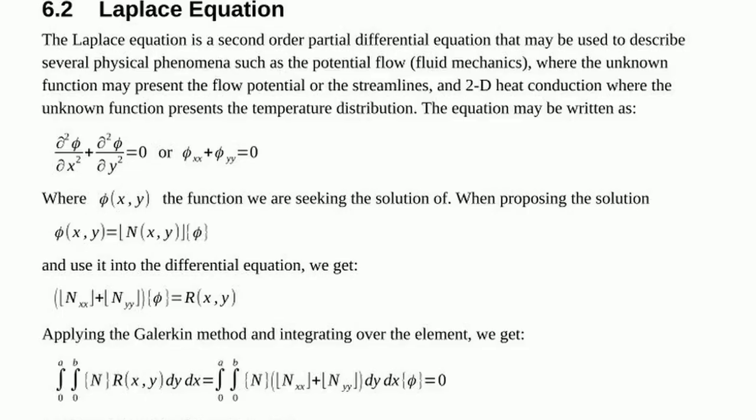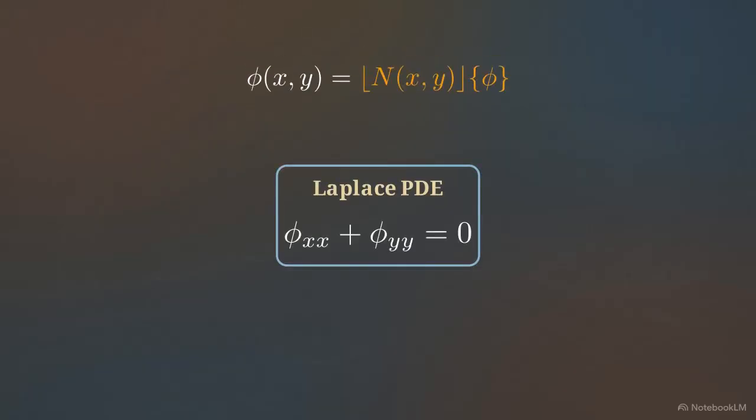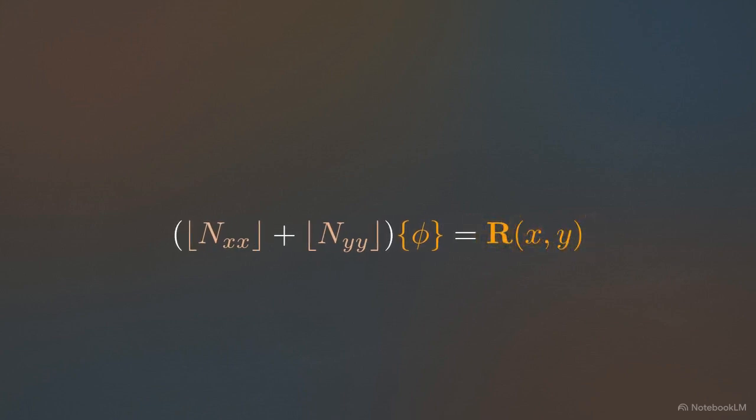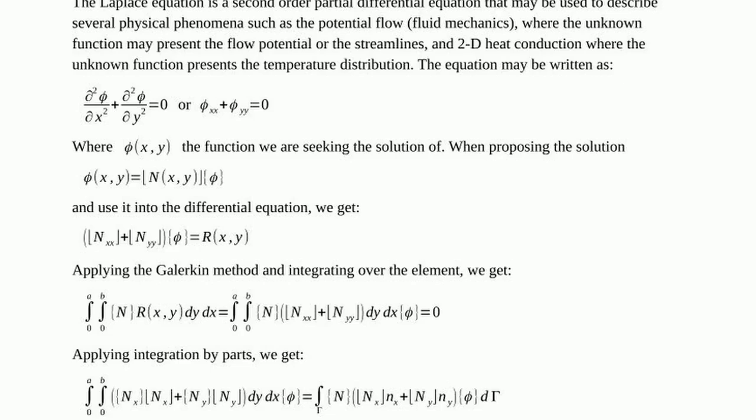Looking at the primary source text, we begin the derivation by proposing an approximation for the unknown function within our single rectangular element. In this proposed equation, the N terms represent the known shape functions of our rectangle, while the phi vector represents the specific unknown nodal values we are trying to solve for. We take this proposed approximation and substitute it directly back into the original second-order Laplace PDE. Because our proposed solution is an approximation, the equation no longer perfectly equals zero. Instead, the right side produces R, a residual error function.